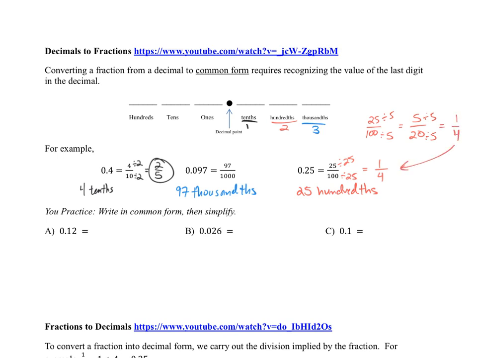Can you divide 1 and 4 by some number? In this case, no. That's as simple as it gets, so that will be our answer. And similarly with 97 over 1000, that's it. That one will not simplify. So pause the video, go ahead and try these three. Turn these into fractions using their respective denominator, either 10, 100, or 1000, and then see if you can simplify it down.